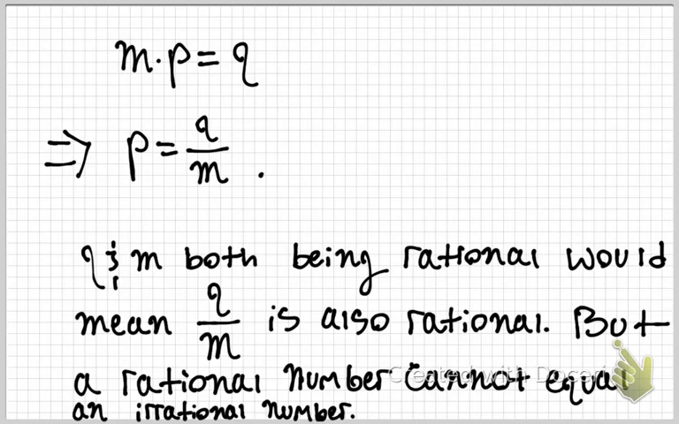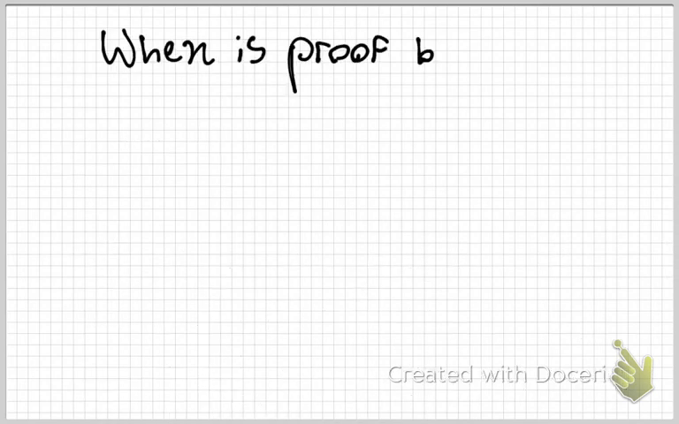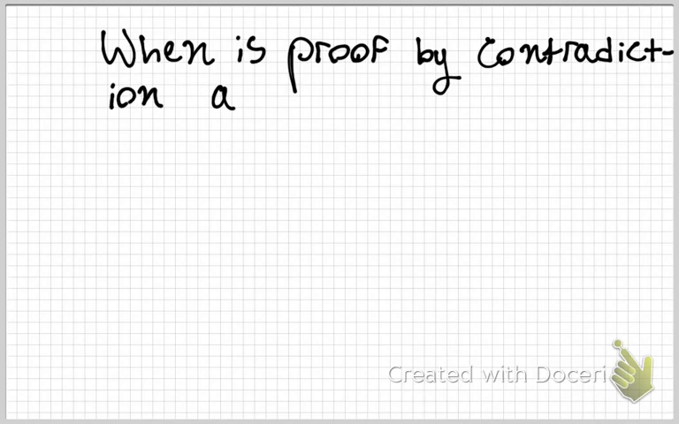Now, one thing I do want to mention is: when is proof by contradiction applicable? When are we able to prove something via contradiction? That's an easy question to answer. You can prove something by contradiction anytime you know enough about your conclusion to be able to spot a problem within it.